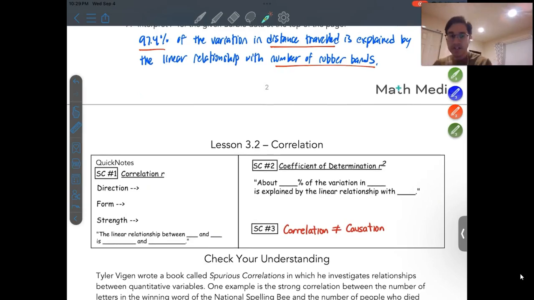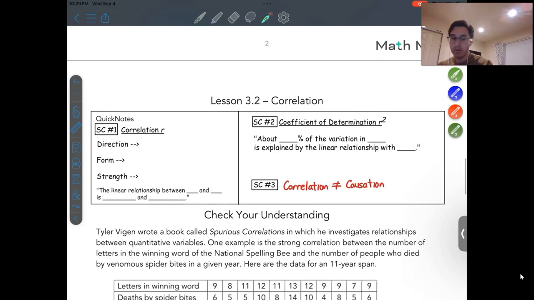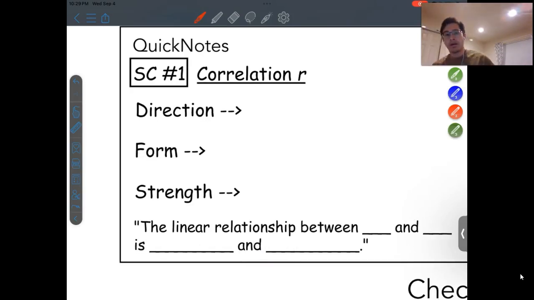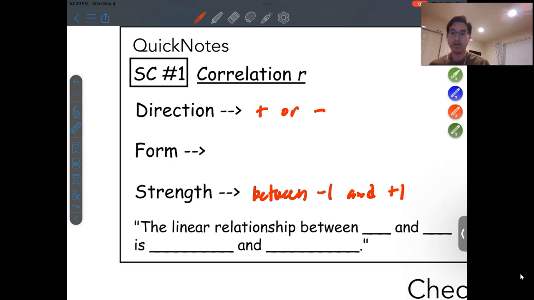All right, last page now. We'll do the quick notes, and then you guys will have a chance to check your understanding on a new set of problems. All right, correlation. First of all, it measures 2 things, right? It measures the direction, again, either positive or negative. It measures the strength, so it's going to be some number between -1 and +1. Okay, both of those extremes are very strong relationships. A value close to 0 indicates a weak relationship.